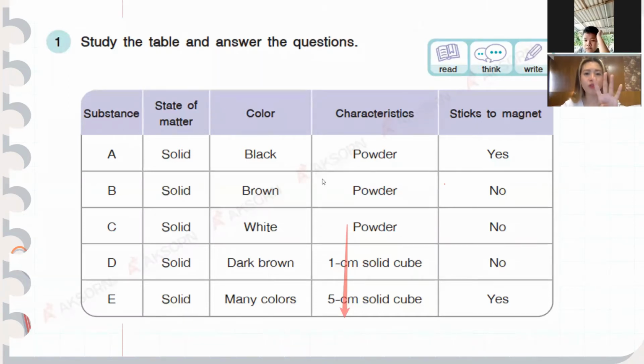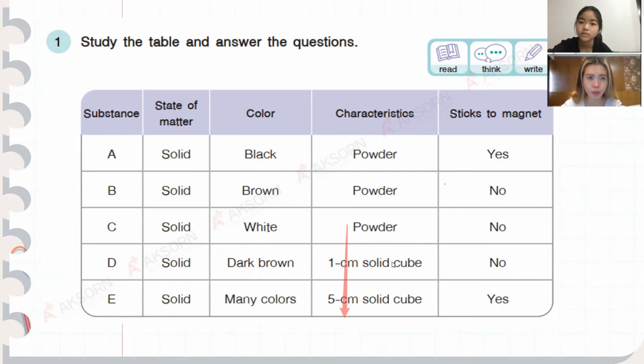Okay. And fourth, we have the characteristics of these substances. A, B, C are all powder. What is powder in Thai, class? Pong. Okay, and for D and E, they are solid cubes. That means they are a bit larger or bigger, okay? And for the fifth column, we have sticks to magnet, whether the substance is ferromagnetic or not. When you say ferromagnetic, they can stick to magnets.